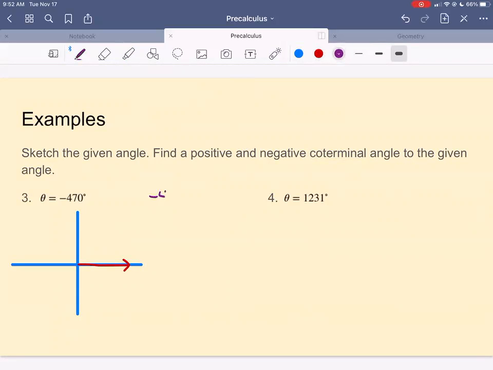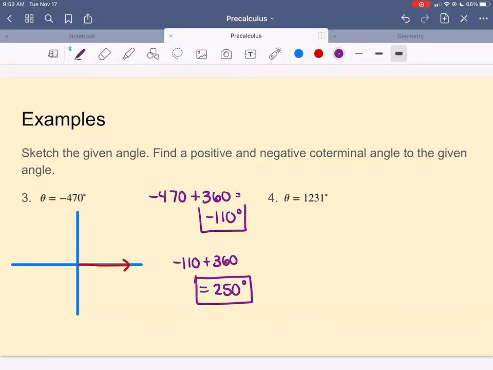So for our coterminal angles, remember we're going to do negative 470 plus 360 and see what that gives us. That gives us a negative 110. But wait, we added and we still got a negative angle. So this is still a negative coterminal angle. So what we can do now is add another 360 to that negative 110 to get our positive coterminal angle. And that's going to give us 250. So that's our positive coterminal angle, and this is our negative coterminal angle.